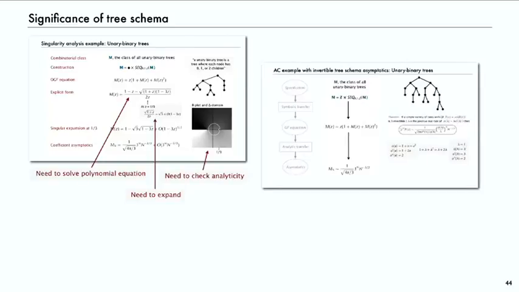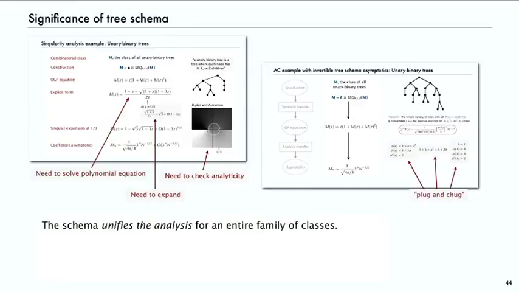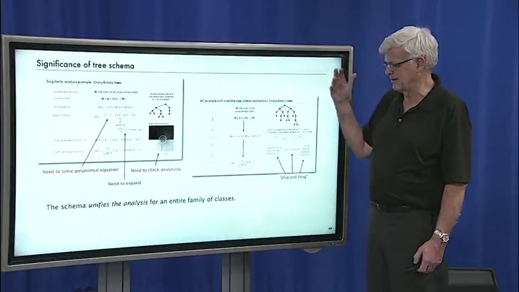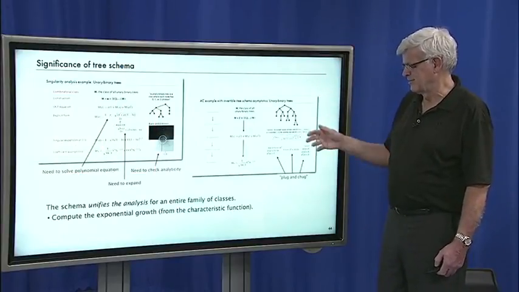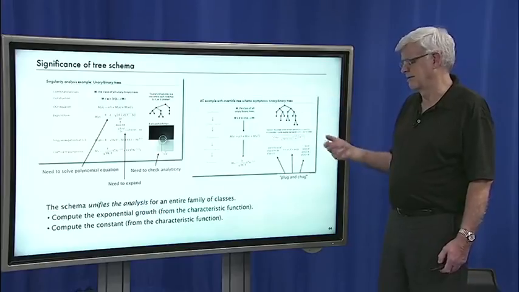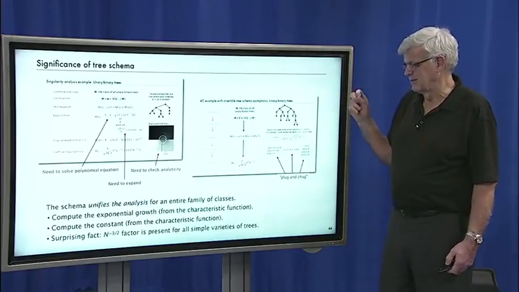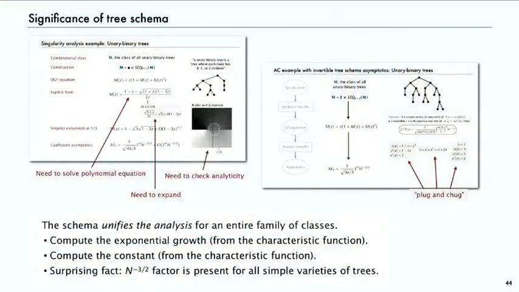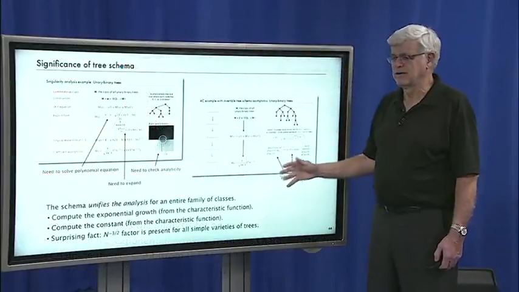But when we use the schema and the general theorem, it's completely plug and chug. You figure out phi, you figure out its derivatives, solve that characteristic equation, plug it in, and you have the coefficient asymptotics for any variety of tree. And the schema does its job. It unifies the analysis for an entire family of classes. And using this theorem, you don't have to know much about complex analysis to apply it. You just use the characteristic function, solve it, which gives you the exponential growth, and then you compute the constant from derivatives of the characteristic function, and you're done. And again, it's a very surprising fact that you're going to have this n to the minus 3/2 factor, and also the square root of pi factor, which goes all the way back to gamma of 1/2, for all kinds of trees.